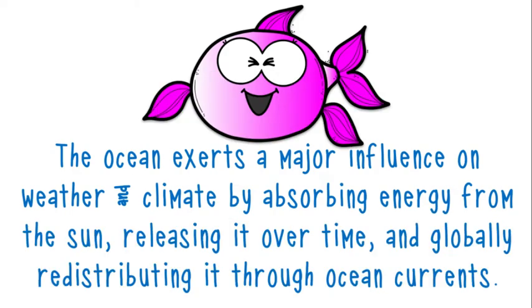The ocean exerts a major influence on weather and climate by absorbing energy from the sun, releasing it over time, and globally redistributing it through ocean currents. This means the ocean can store heat from the sun and release it, which affects the weather and climate across the world.